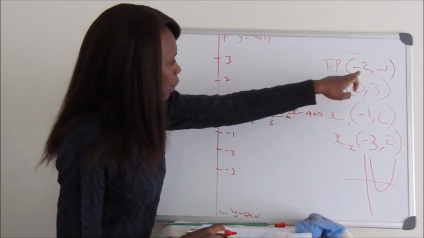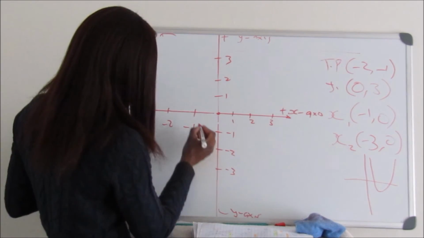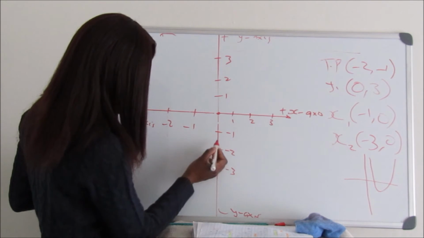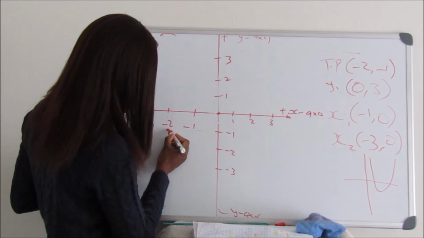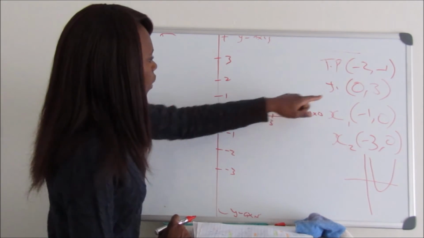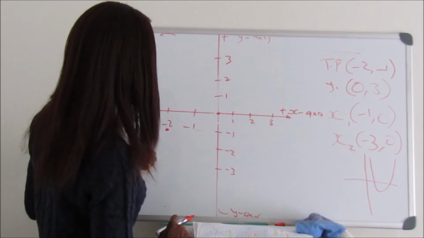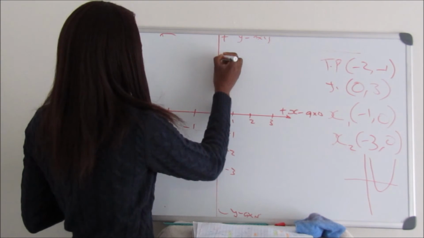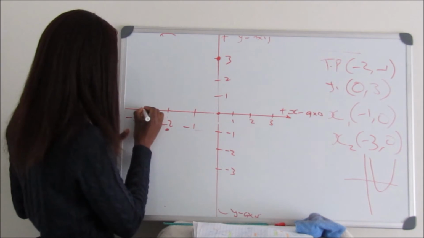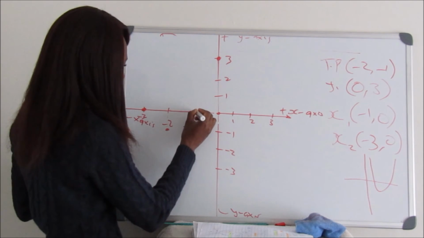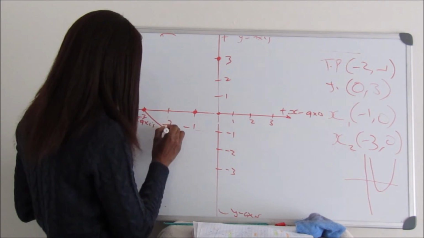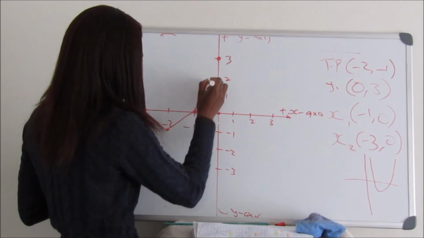Then our first point is (-2, -1), of which this is -2 on x, which is here, and -1 on y, which is there. So this is our first point, our turning point. Then our y-intercept, which is (0, 3), is right there. Then our x-intercepts: (-3, 0) is this one, and (-1, 0) is this one. Then for our graph, we just have to connect the dots. It will go like that.